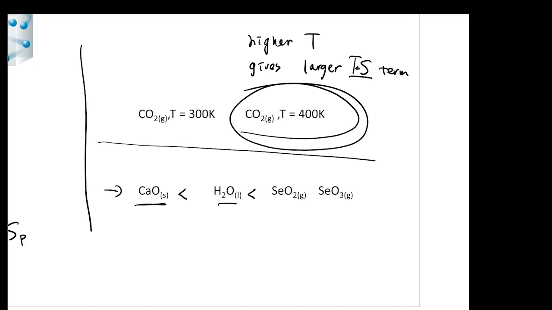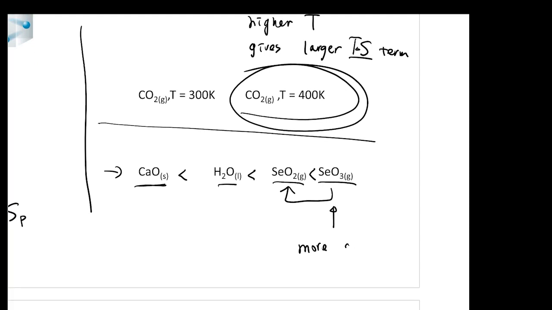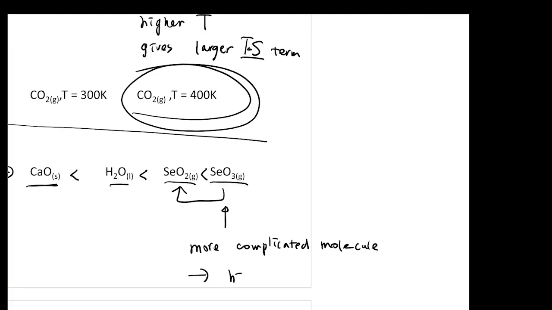To answer this question, you want to see which species has more atoms. The one that has more atoms has more ways to distribute its energy. So in this case, since SeO3 has more atoms than your SeO2, SeO3 has larger entropy than your SeO2. The take-home message here is that if you have a more complicated molecule, you are going to have higher entropy.